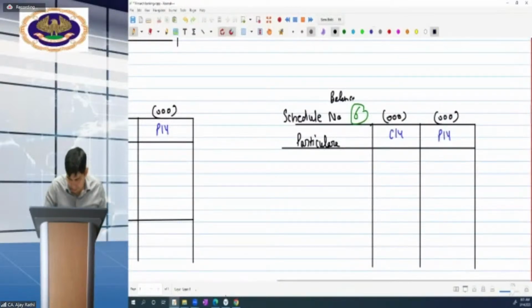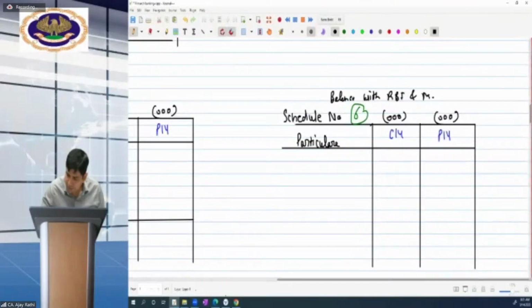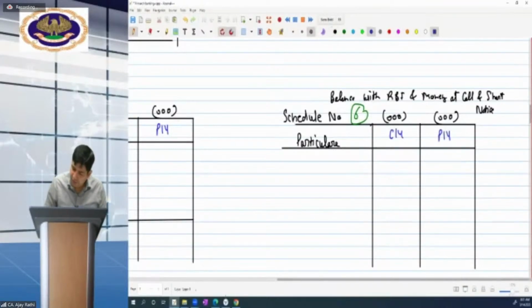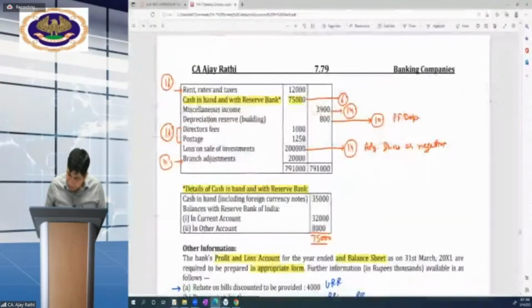Balance with RBI and money at call and short notice. There will be balance with RBI, but the question has given us the detail, so we have to mention the detail. Okay, so I am putting the same thing here.